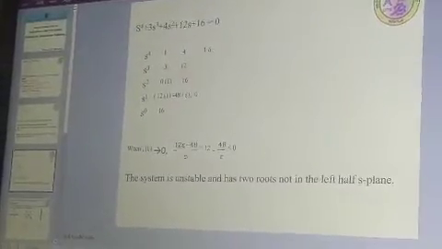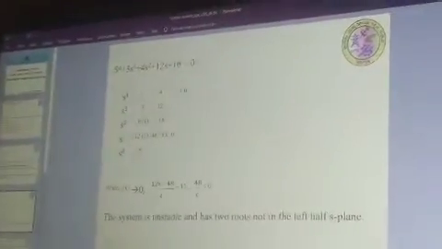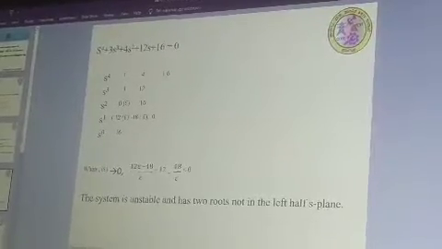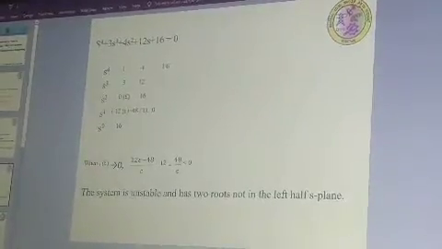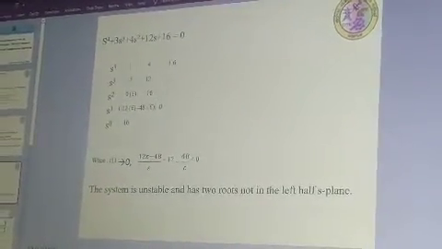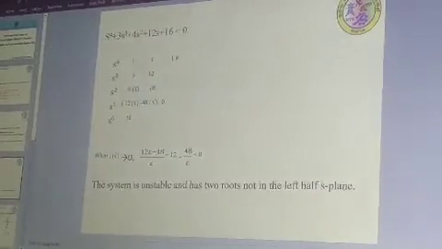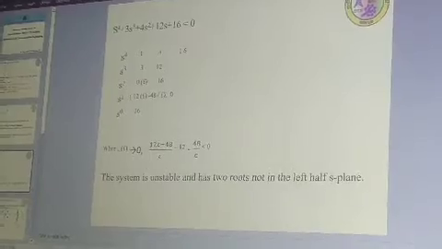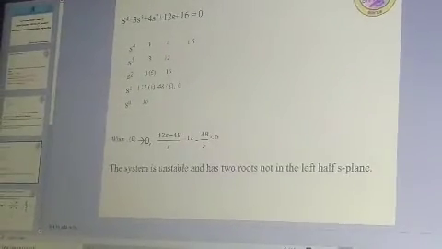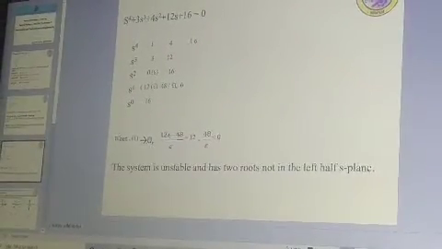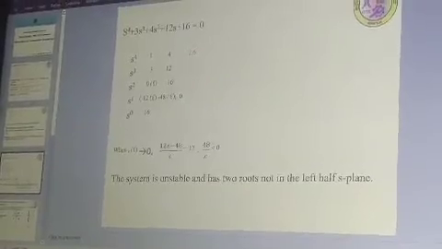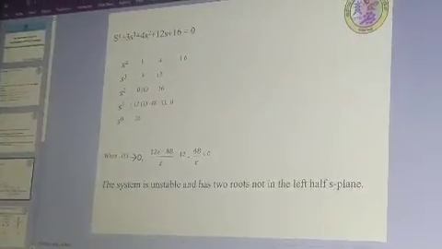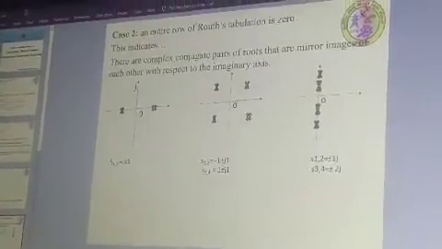Any one of these rows after A0 and A1, except these two rows, becomes completely 0. This may be all the three elements 0. Any one row of the Routh tabulation will become 0. This is the second problem you get in the Routh array tabulation. Then what you have to do?